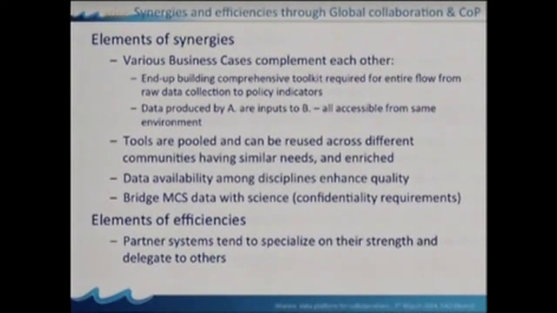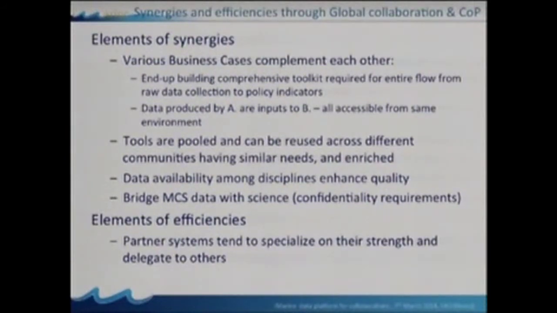So, in summary, what are the elements of synergies here, which I try to highlight, is that various business cases that the partners brought to the iMarine board, they complement each other. And you end up by building a comprehensive toolkit, which, when you connect them together, enable to reconstitute an entire workflow from raw data collection to digested policy indicators. And the data produced by actor A become input to the processes required by actor B. And they are accessed in the same environment.